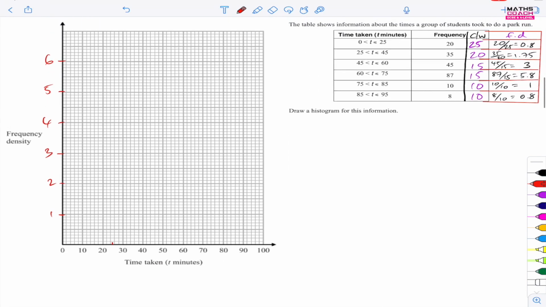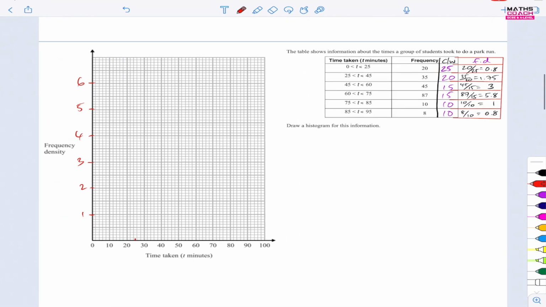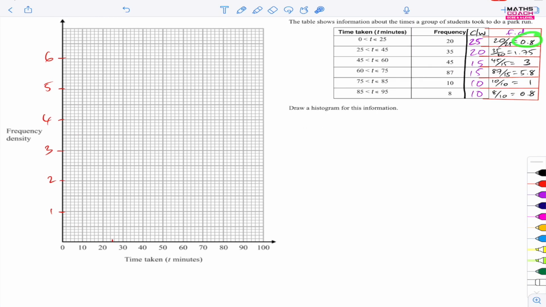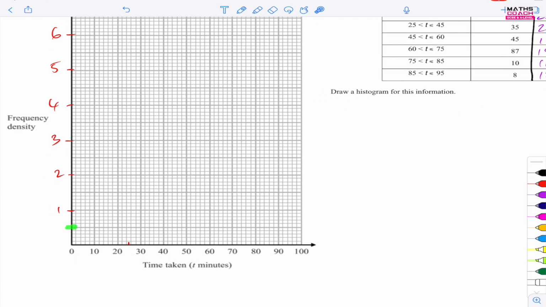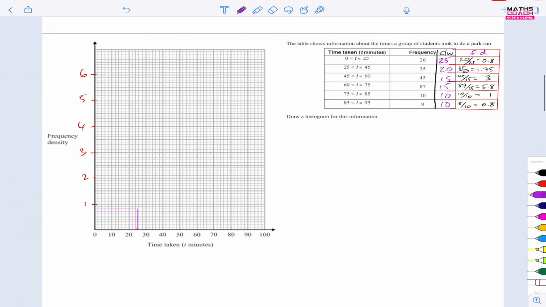Okay, so we just do that. And then we also need to look at the 0.8 on our frequency density. So right here, where would 0.8 be? Well, this is 0.5, so each one of these is 0.1. So 0.8 is right there. Okay, so it's going to look like this. All right, so let's go ahead and put that in. There we go. So that's the first one done.